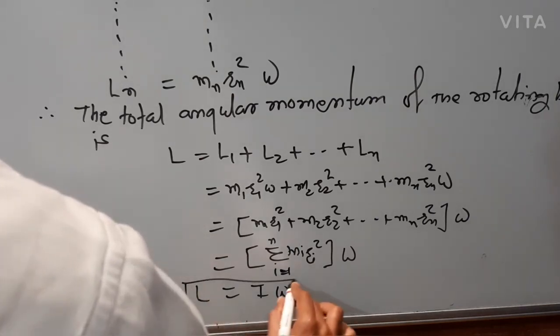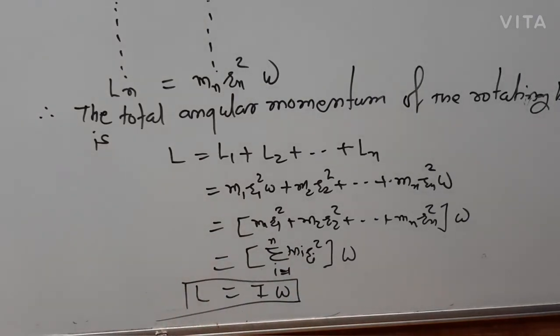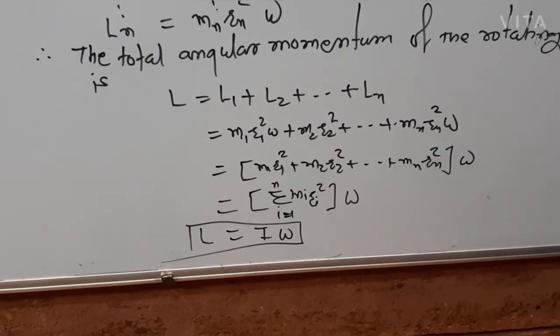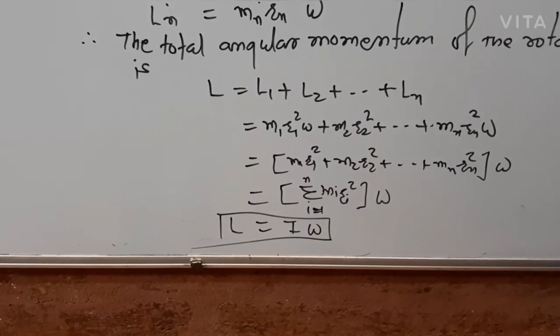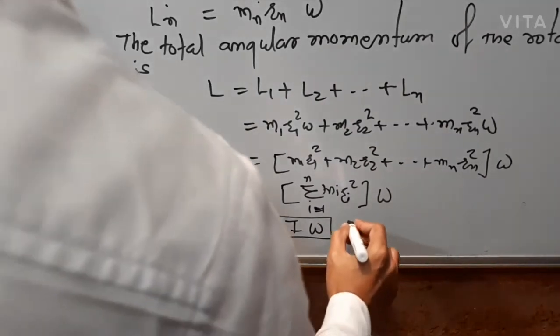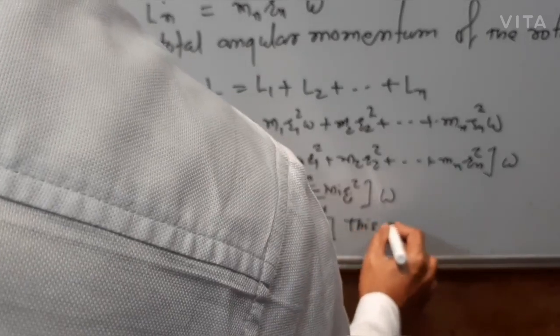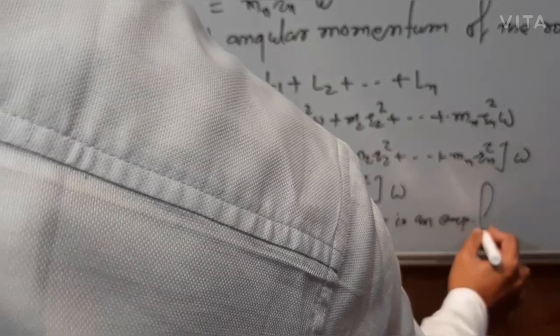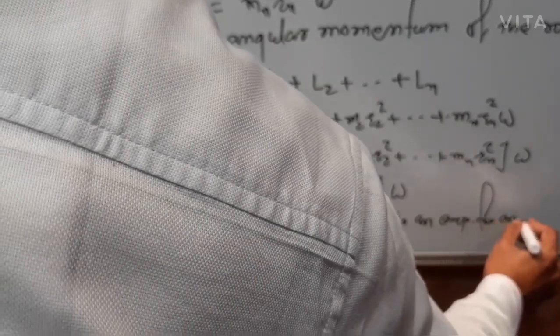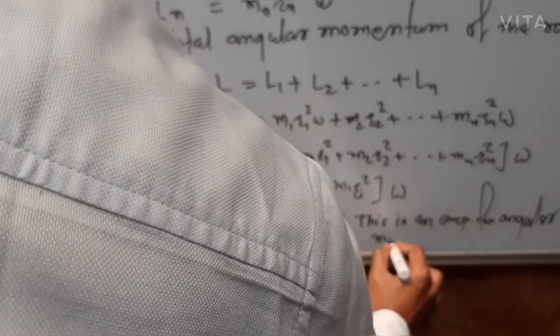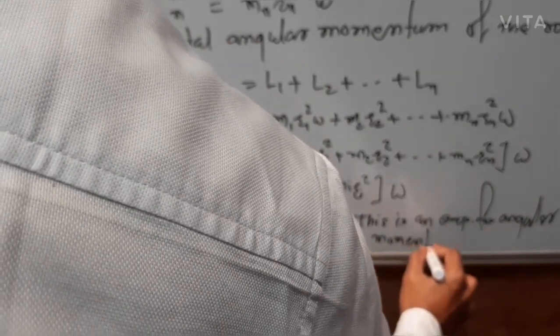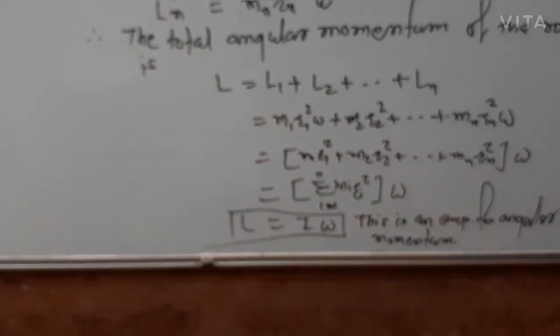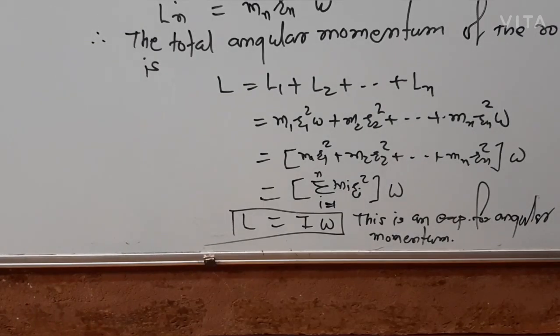Therefore it is I omega. This is our main expression. So write it as: this is an expression for angular momentum. In this way we completed today's point.